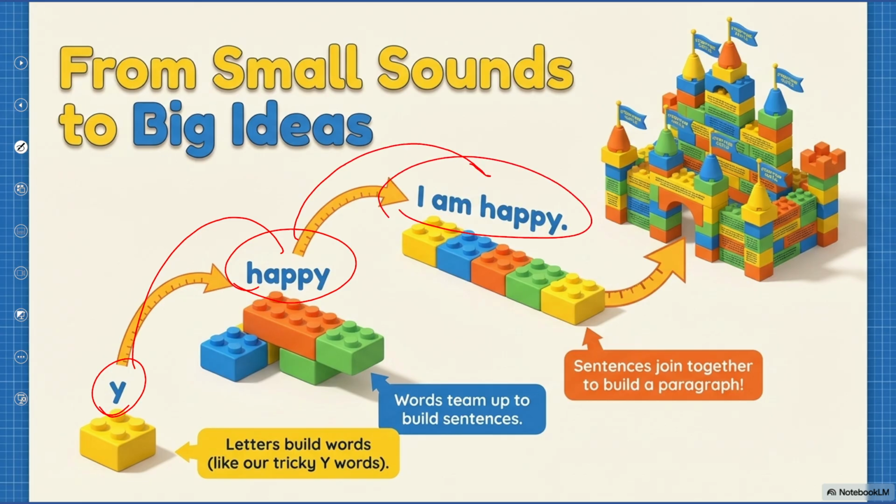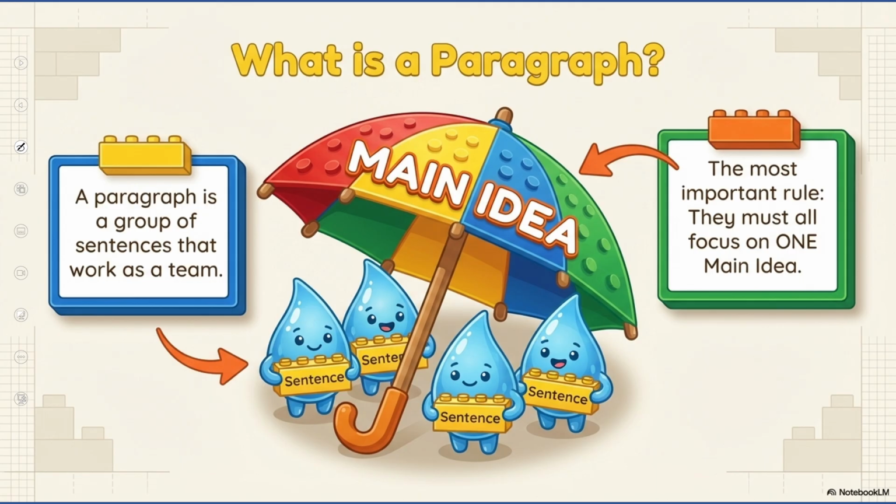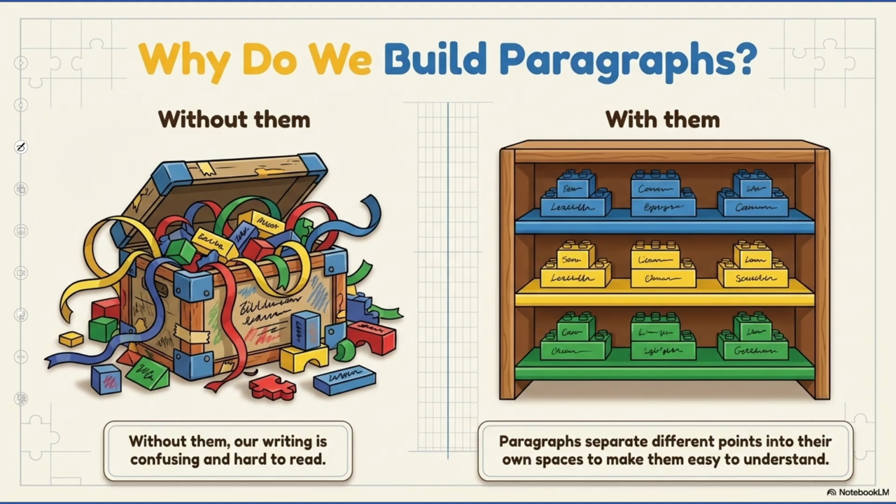Now we are discussing how simple letters join to form words, how words join to form sentences, and sentences join to form a paragraph. Now, what is a paragraph? A paragraph is a group of sentences that work as a team. It means the most important rule, they must all focus on one main idea. So one paragraph, one idea. You cannot mix lots of ideas in the same paragraph. So paragraphs separate different points into their own spaces to make them easy to understand.